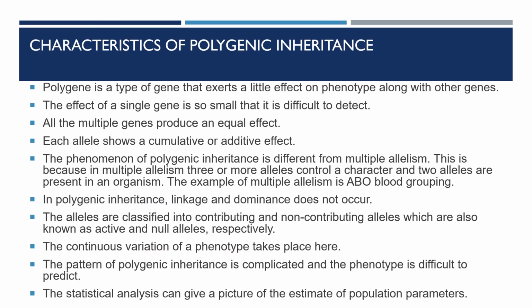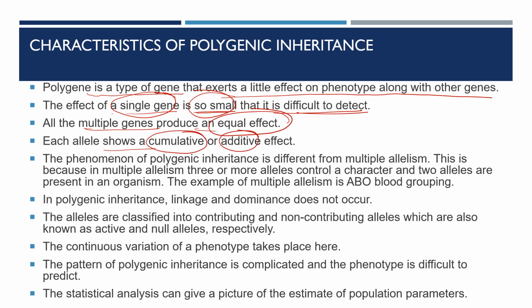So what are the characteristics of polygenic inheritance? A polygene is a type of gene that exerts a little effect on phenotype along with the other genes. The effect of the single gene is so small that it is difficult to detect. We have told earlier that there should be a cumulative effect of all the genes. So single gene effect is very small, and all the multiple genes produce an equal effect. All the genes A, B and C, which we have taken as an example, have an equal effect, and each allele shows a cumulative or additive effect. So A plus B plus C, they all together show a cumulative effect to show the dark skin color, right?